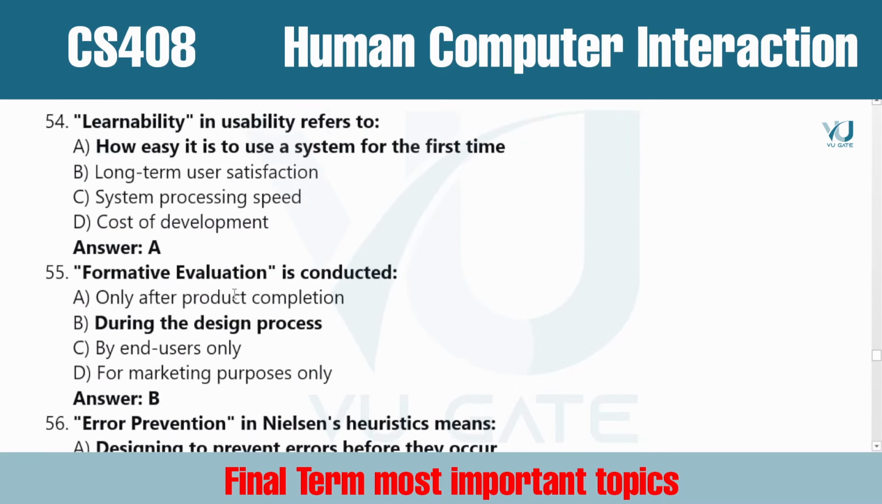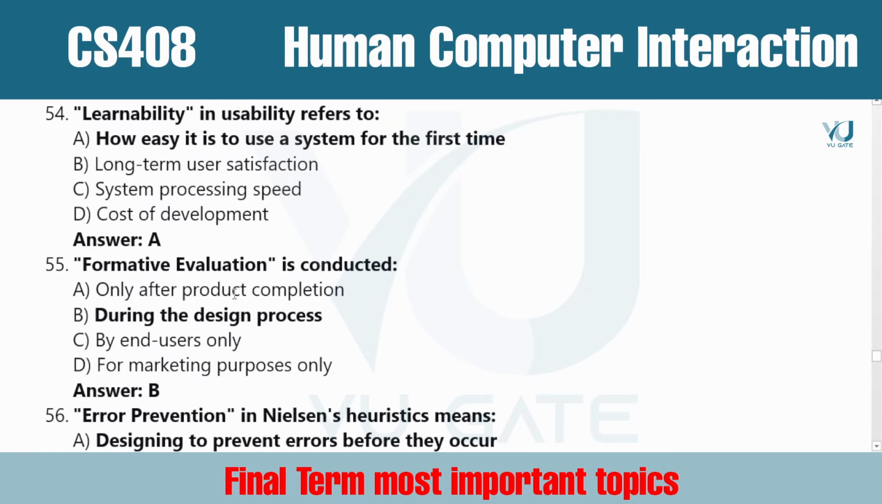Question 54. Learnability in usability refers to? The correct answer is option A, how easy it is to use a system for the first time. Question 55. Formative evaluation is conducted? The correct answer is option B, during the design process.